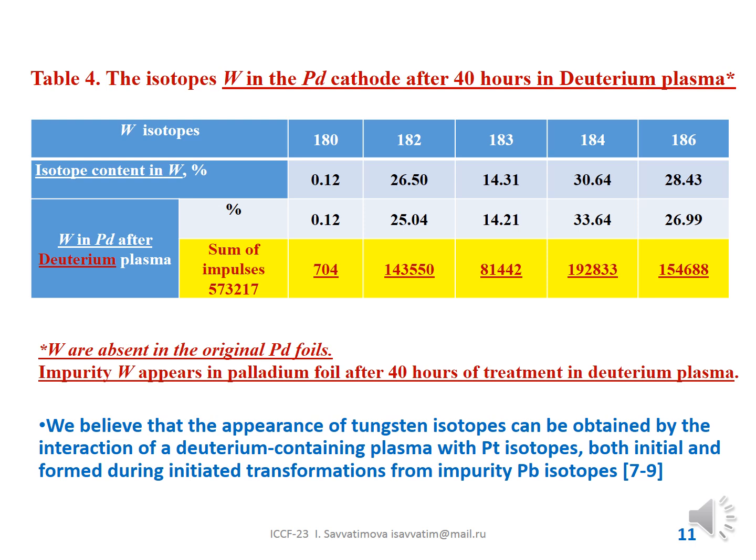The tungsten isotopes in the palladium cathode after 40 hours in deuterium plasma: I would like to pay attention, tungsten is absent in the original palladium foils. Impurity tungsten appears in palladium foil after 40 hours of treatment in the deuterium plasma. We believe that the appearance of tungsten isotopes can be obtained by the interaction of the deuterium-containing plasma with platinum isotopes, both initial and formed during initiating transformation from impurity lead isotopes.